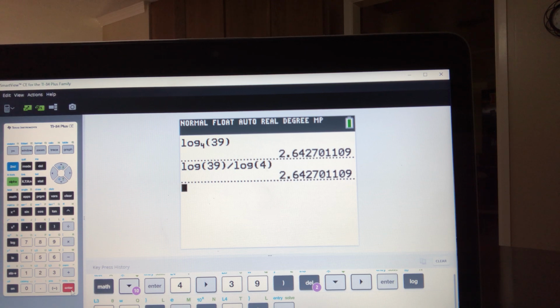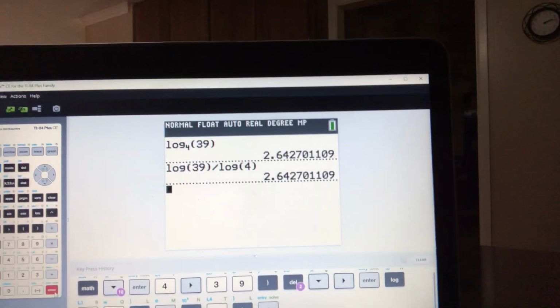So let's remember what this means. When you ask the calculator to get this log, you're looking for the exponent that is needed to get the answer 39. What power of 4 will give you 39? So let's try it. I want you to see how this works. Take the base 4 and raise it to the 2.643. Now I don't want to round that answer, nor do I want to put all those numbers in, because that's still rounded.